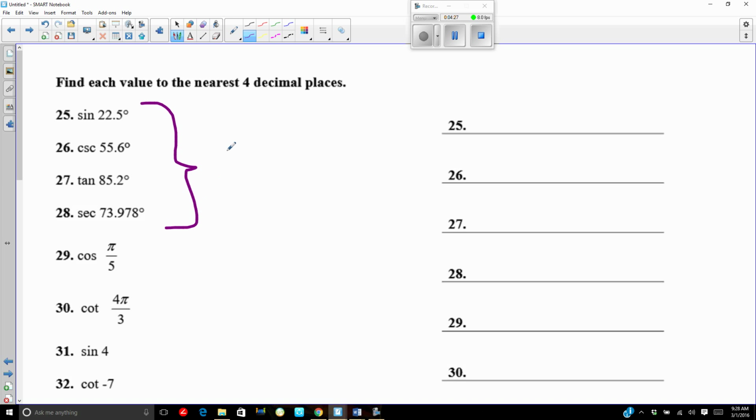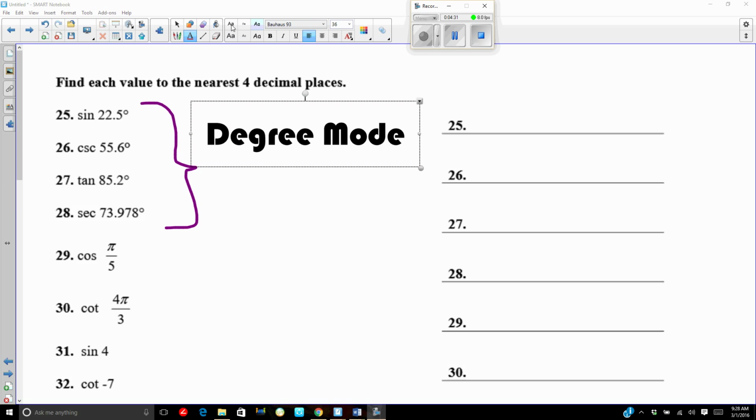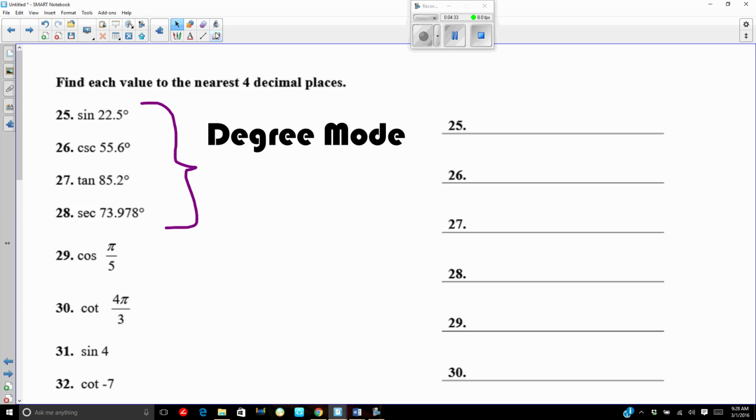25 through 28. So the calculator needs to be in degree mode. If you don't know how to put it in degree mode, let me know. You just press the mode button and then you look for the word degree and make sure it's bolded. But let me know if you do not know how to change your calculator to that mode. So essentially you're just going to type all these in exactly like they look.